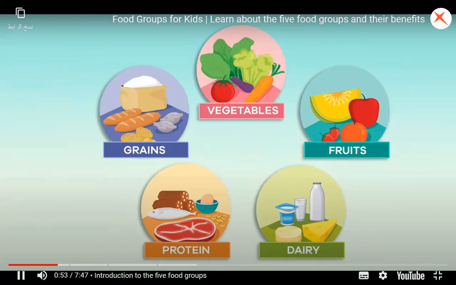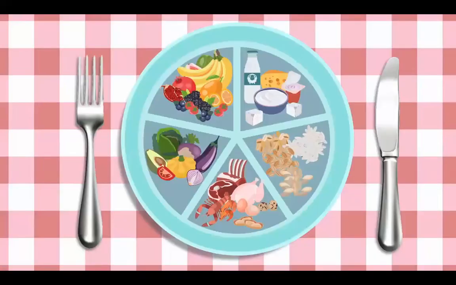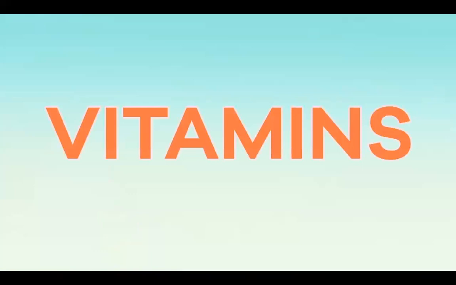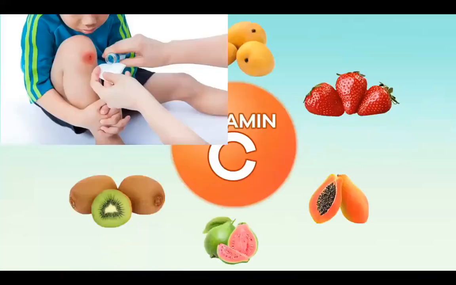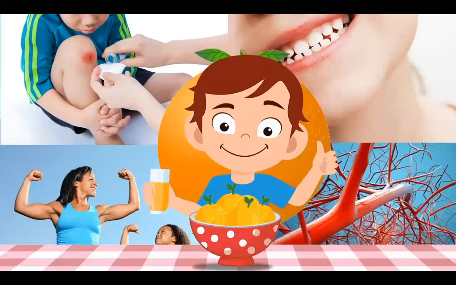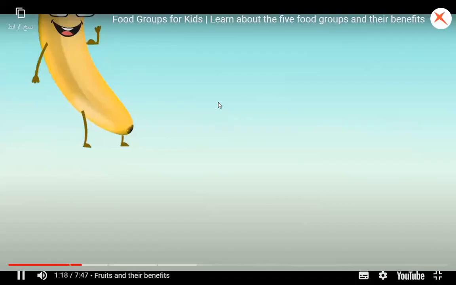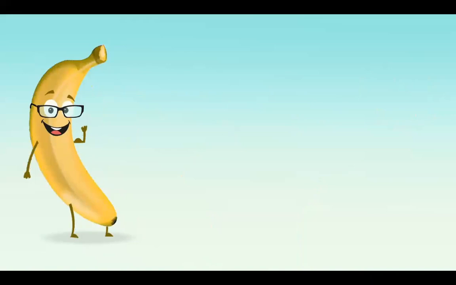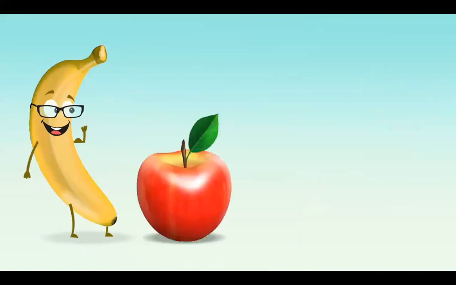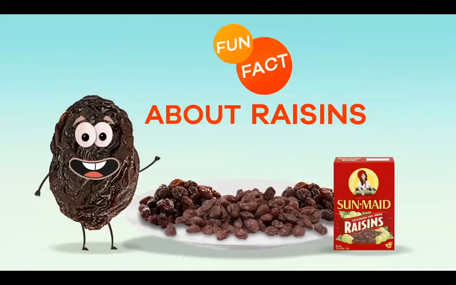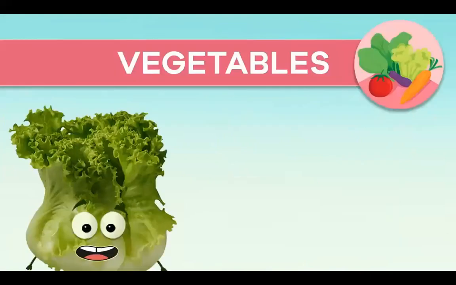A healthy diet includes a little bit from each group every day. Let's break it down. First up are fruits. Fruits contain important vitamins like vitamin C, which helps control infections, builds healthy bones, teeth, and blood vessels, and decreases the risk of illness. Another helpful nutrient is potassium, which helps your heart and muscles stay healthy. Examples of fruits are everything from apples and bananas to pineapples and nectarines. Fun fact, raisins are considered fruits because they are dried grapes. Cool, huh? Up next, vegetables.